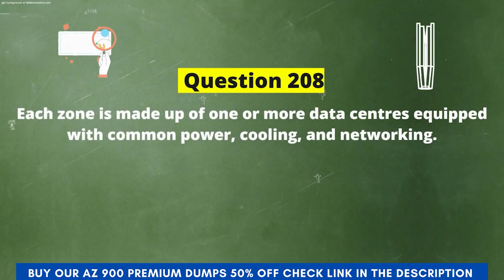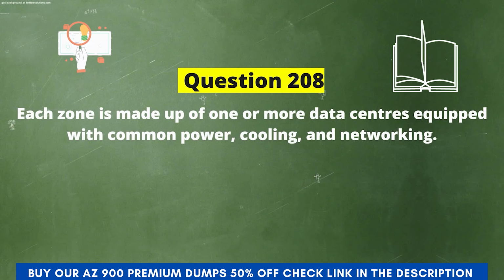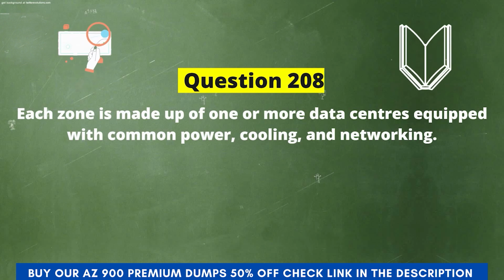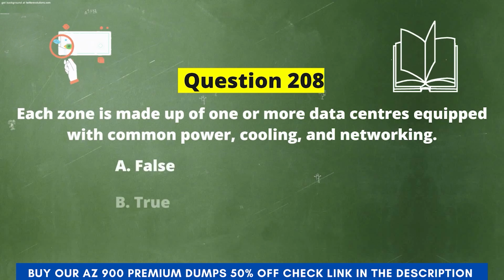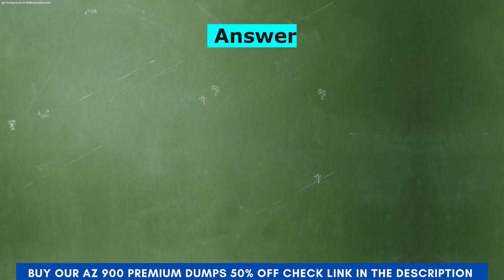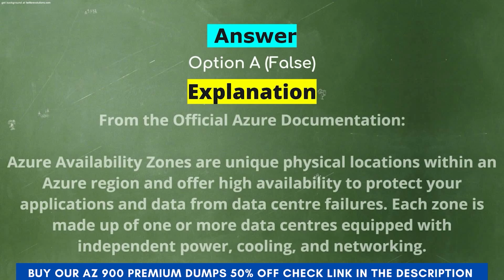Next question. Each zone is made up of one or more data centers equipped with common power, cooling, and networking. Is it true or false? And the correct answer is it's false. Explanation. Azure availability zones are unique physical locations within an Azure region and offer high availability to protect your applications and data from data centers' failures. Each zone is made up of one or more data centers equipped with independent power, cooling, and networking.